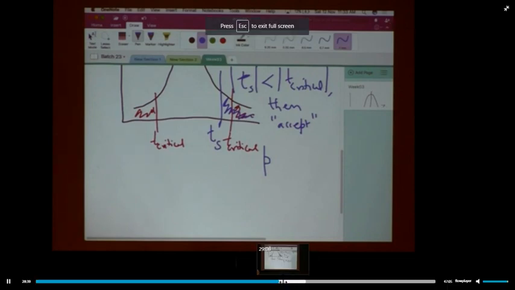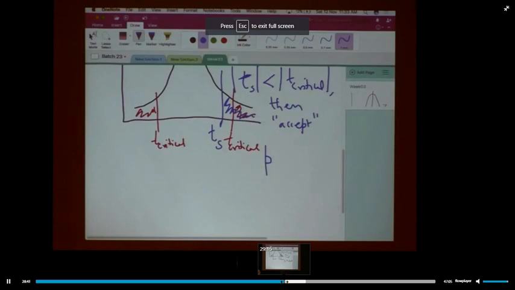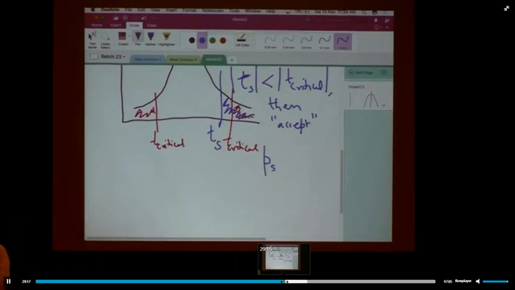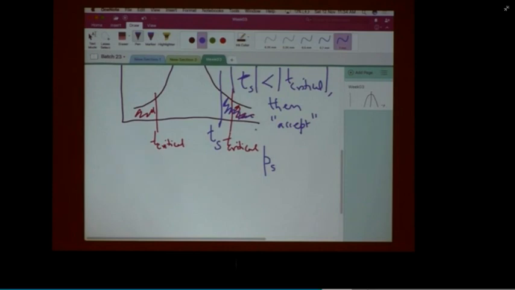Unless the sample comes up to this point, it won't. Either way, whether it's on the left tail or on the right tail, the area under the curve to the left or to the right is more. So the P value of the sample is more than the significance level.